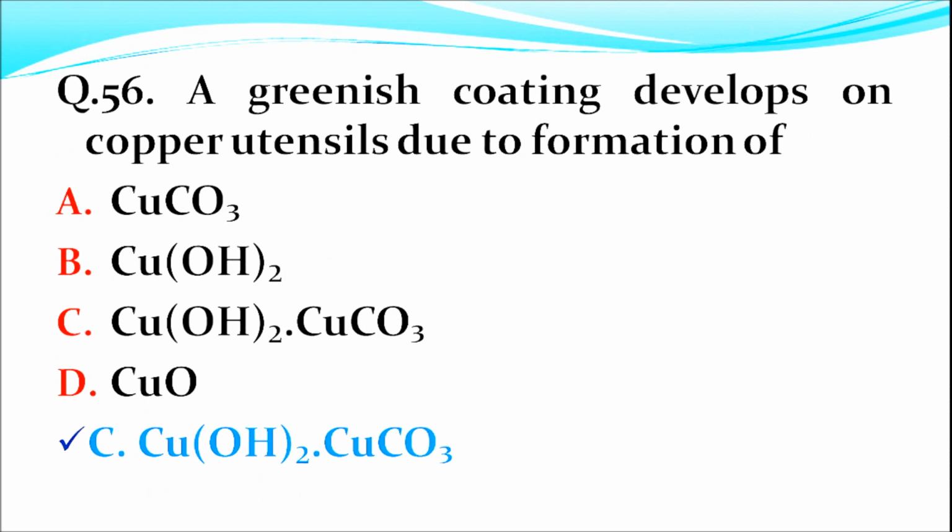A greenish coating develops on copper utensils due to the formation of option A, CuCO3, copper carbonate, option B, Cu(OH)2, copper hydroxide, option C, a mixture of copper hydroxide Cu(OH)2 and CuCO3 copper carbonate, and option D, copper oxide CuO. Why does a greenish coating develop on copper utensils? Correct answer is due to the formation of a mixture of copper hydroxide and copper carbonate. That means option C is correct, Cu(OH)2 and CuCO3.